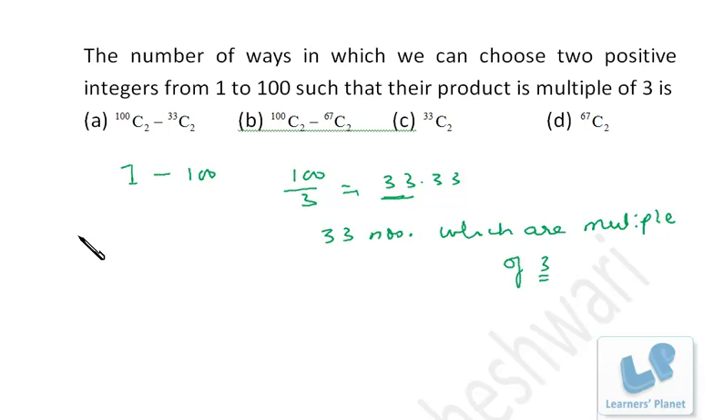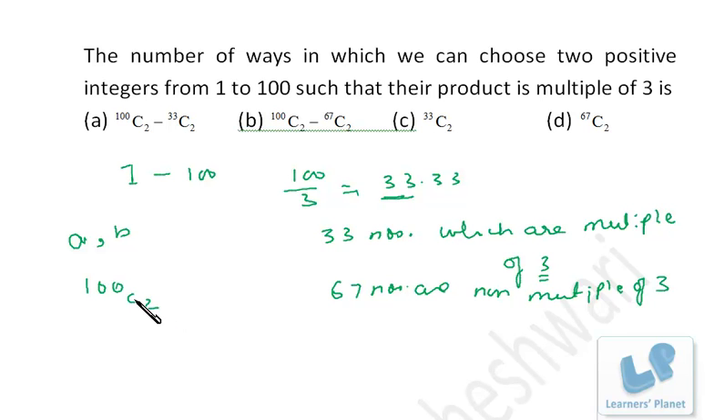Suppose we choose two numbers, that is A and B. If at least one of them is a multiple of 3, then only the product of A and B will be a multiple of 3. So how do we approach the problem? There are 33 numbers which are multiples of 3 and 67 numbers which are non-multiples of 3. So what we can do over here is choose two numbers from 100.